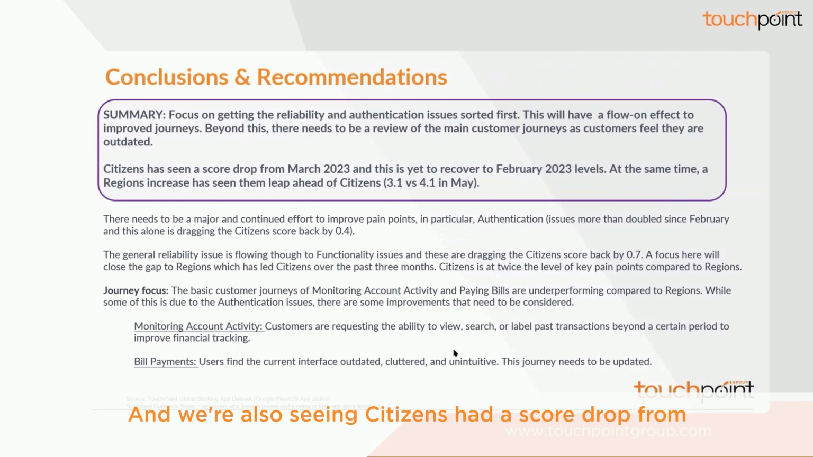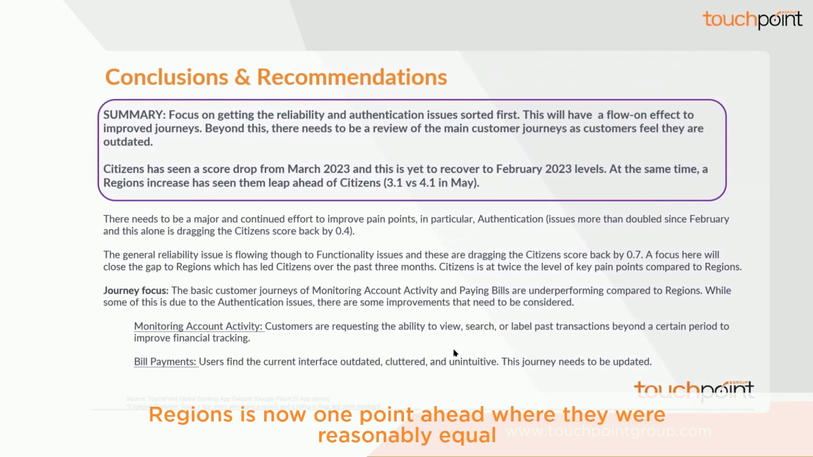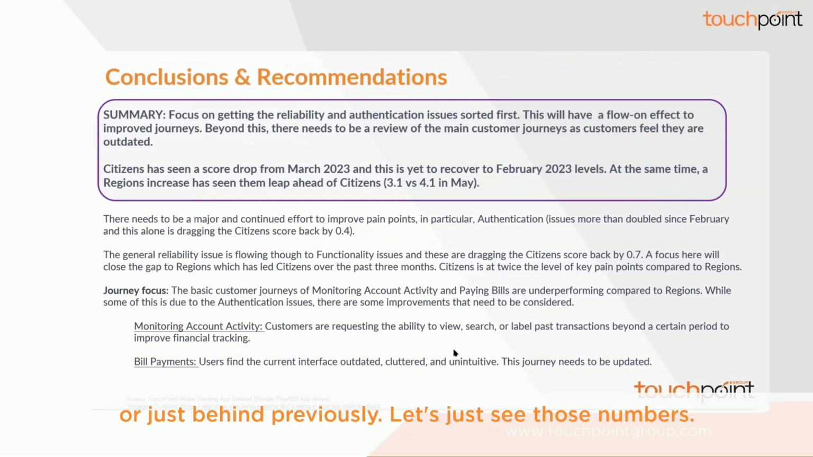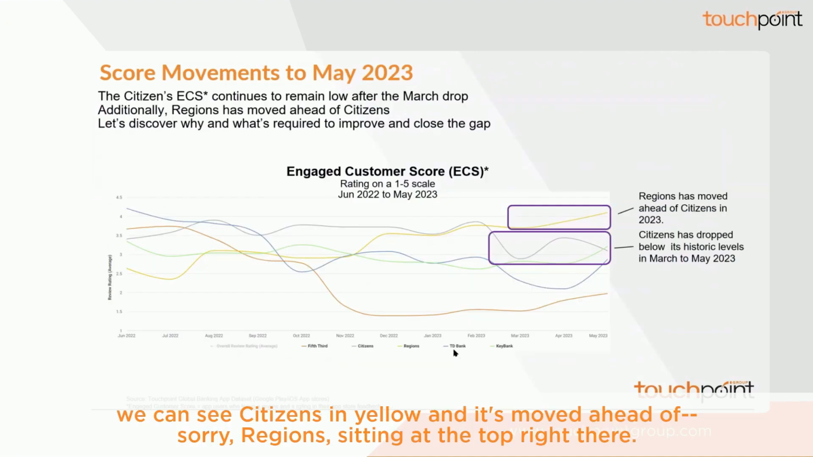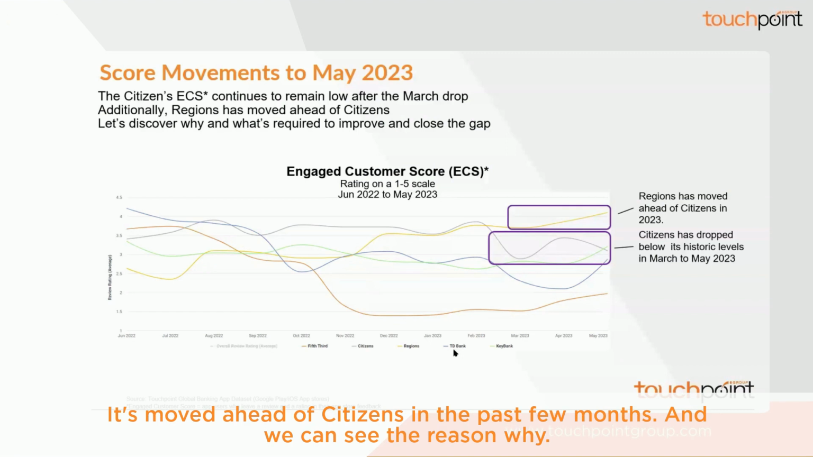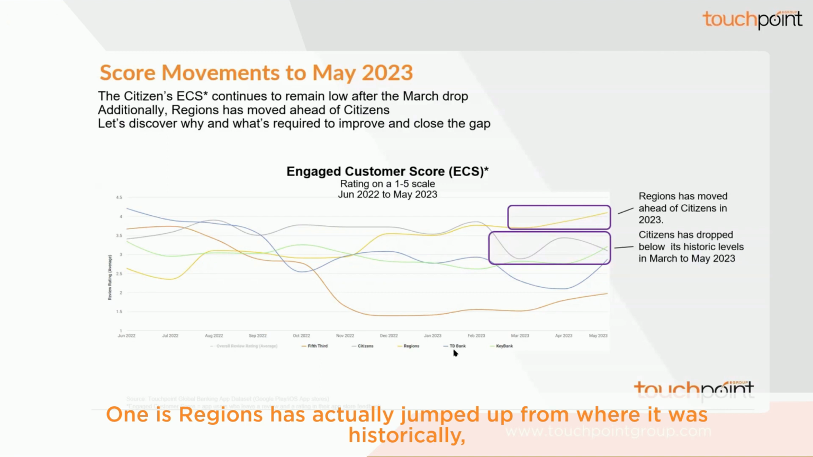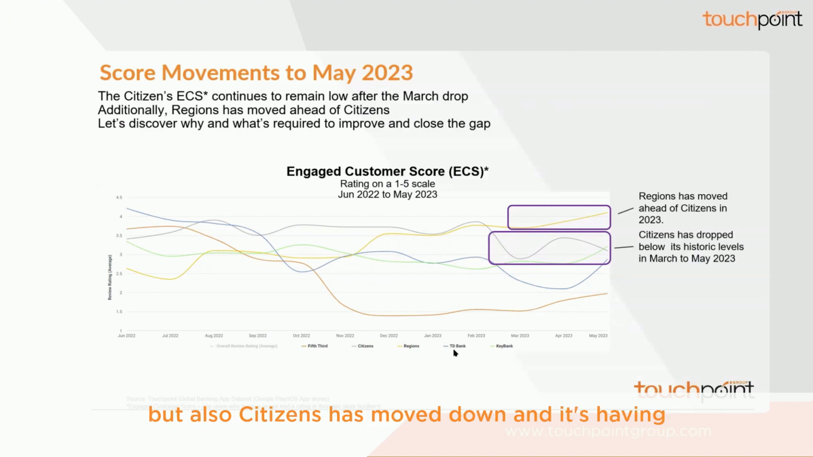We're also seeing Citizens had a score drop from March, and it's yet to recover to February levels. Regions has also increased in that time, so the gap is 3.1 versus 4.1. Regions is now 1 point ahead where they were reasonably equal or just behind previously. Let's just see those numbers. On the top right there, we can see Citizens in yellow, and Regions has moved ahead of Citizens in the past few months. And we can see the reason why. One is Regions has jumped up from where it was historically, but also Citizens has moved down, and it's having trouble bumping above that 3.5 level.